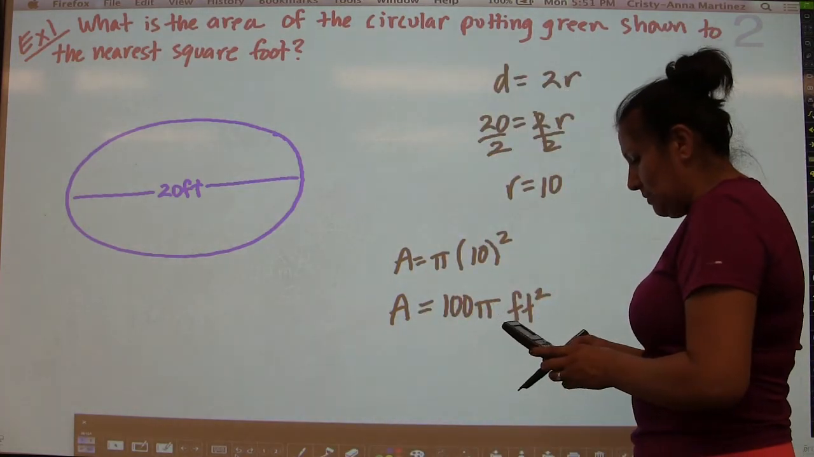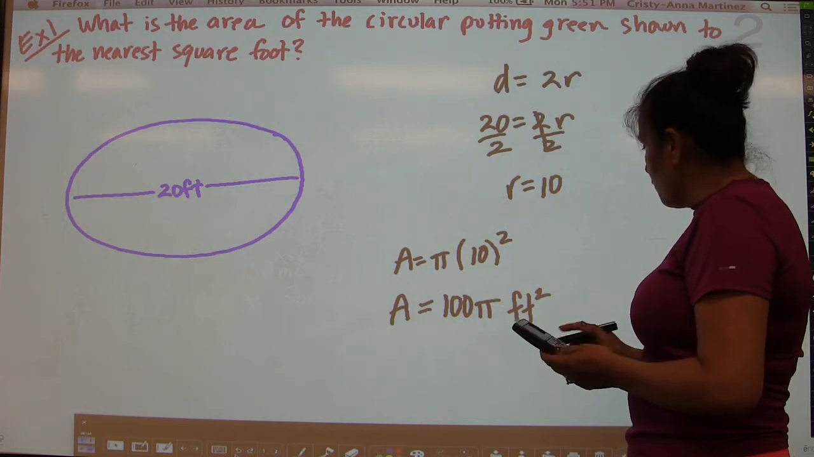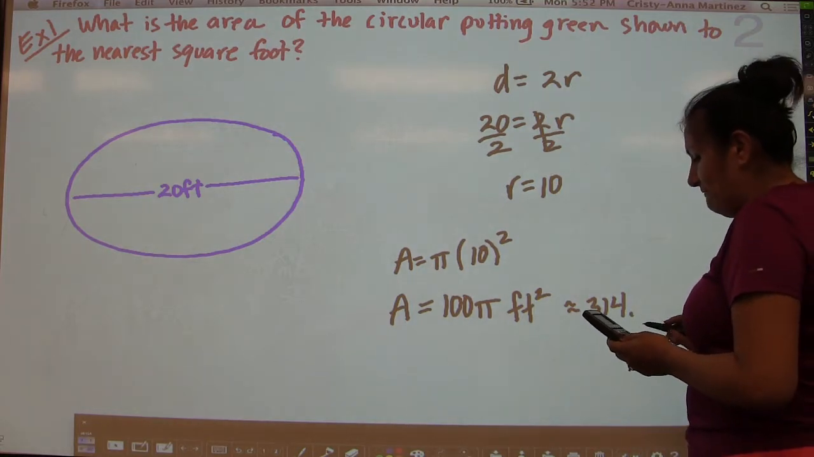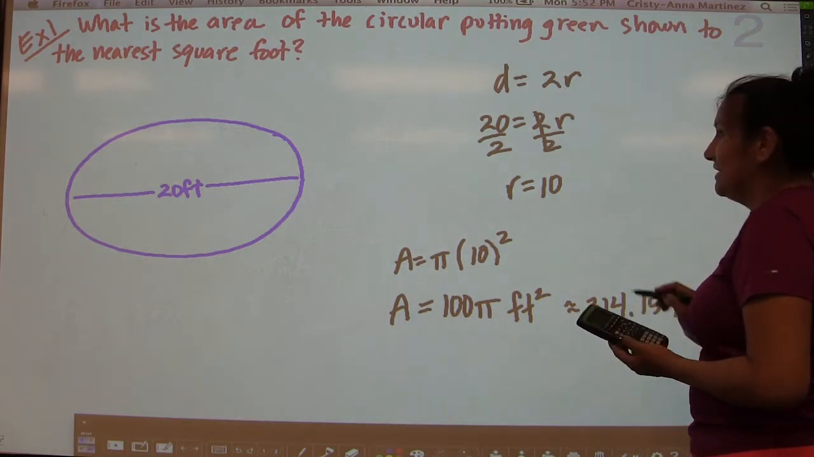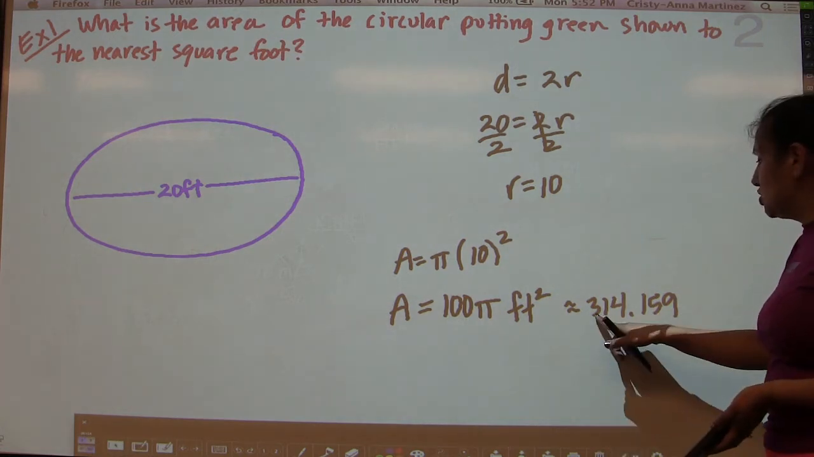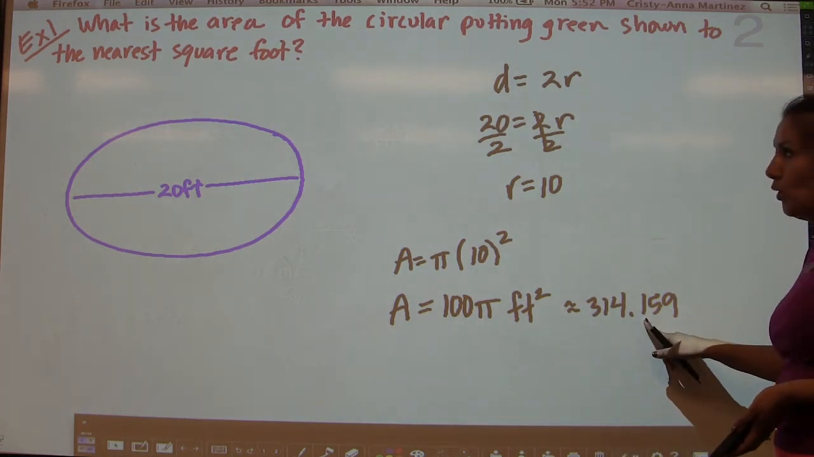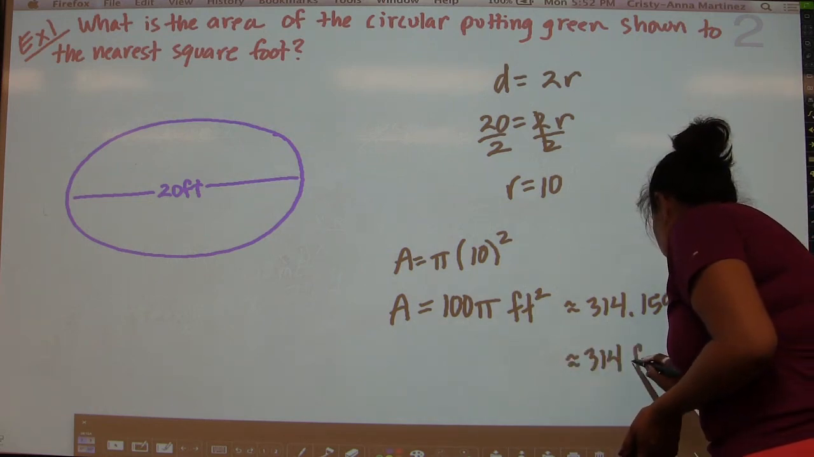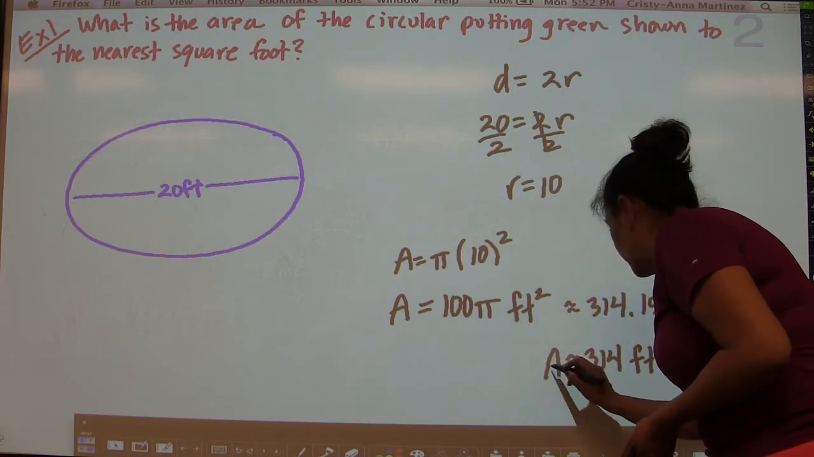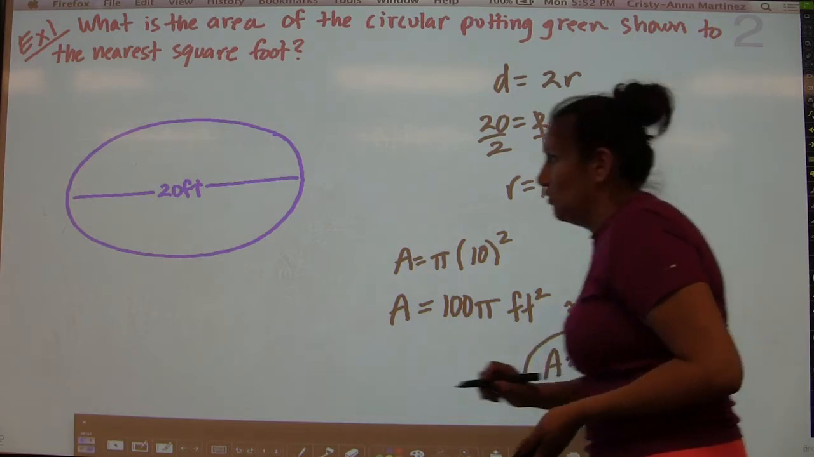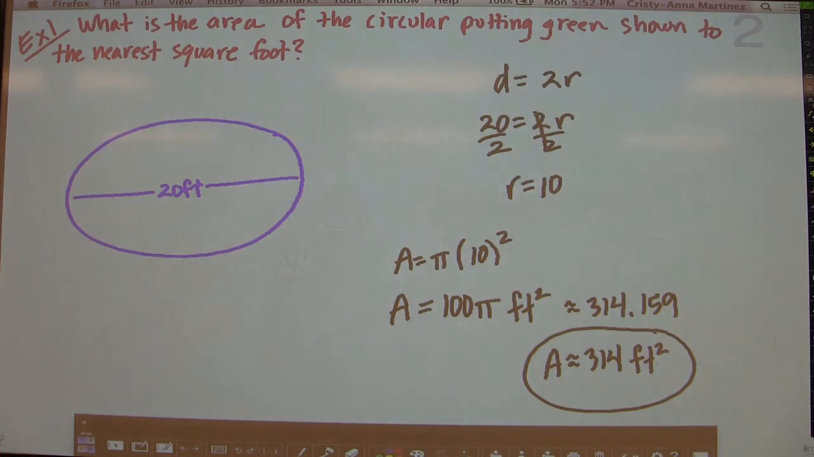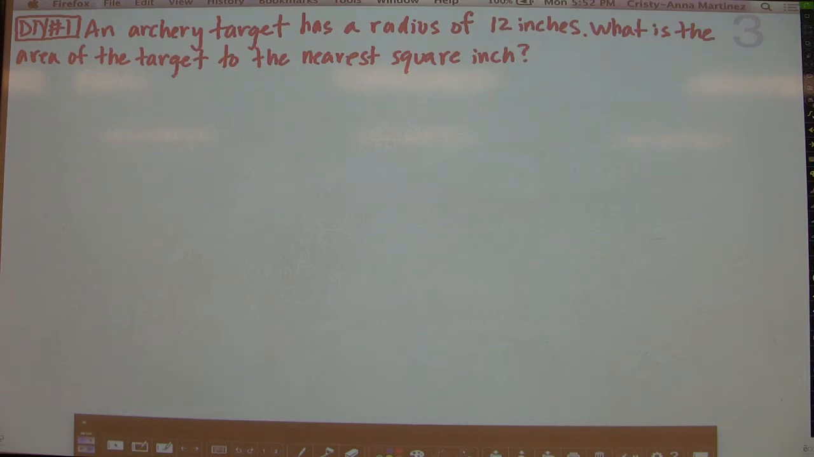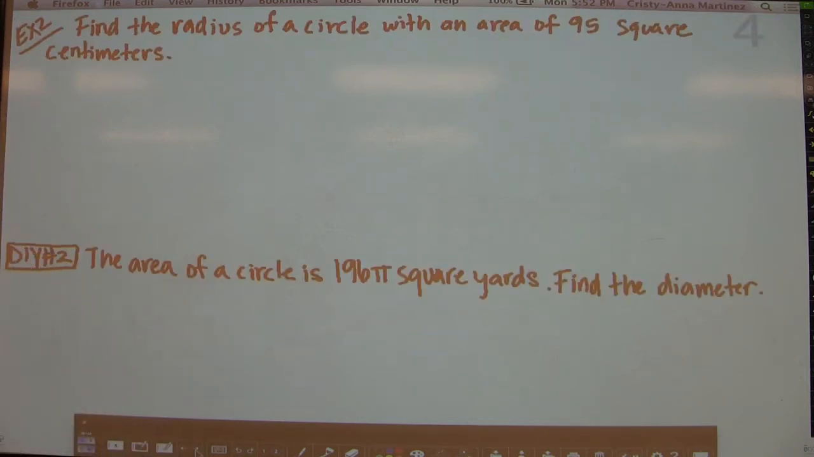So we go 100 times pi, and we get 314.159. But it says to round to the nearest square foot. Because it's 314.1, we're going to round it down to just 314 square feet of area for this putting green. All right, so that is how you use the formula for area. We're going to let you do this one, and then we're going to go to example 2.